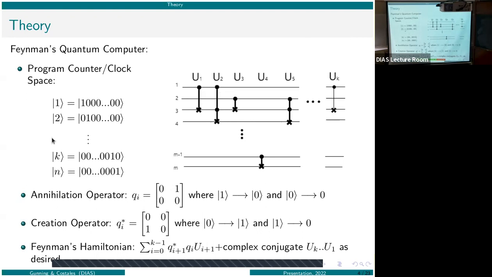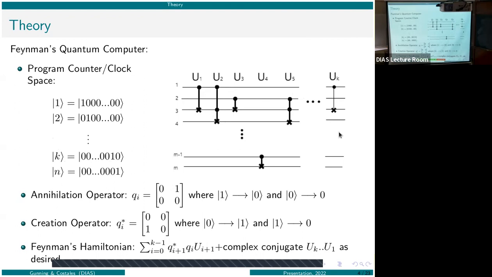We'll eventually reach a point where we move from the K state to the N state, where N again is K plus one. We move from the K minus one site being occupied to the final K site being occupied. At this point, our final operator, our Uk, will act on the m atoms of the register, meaning our computation is complete and all of the operators have been applied.